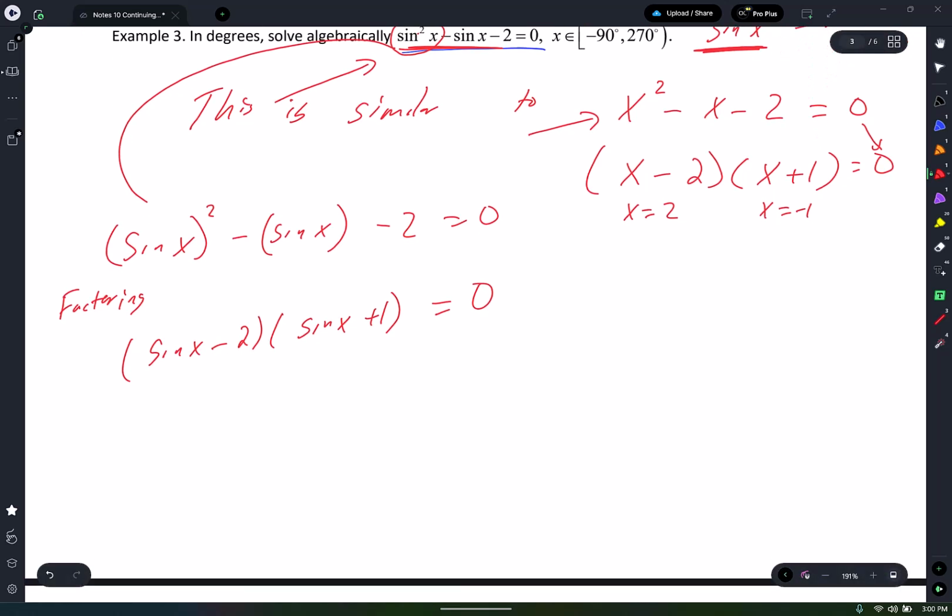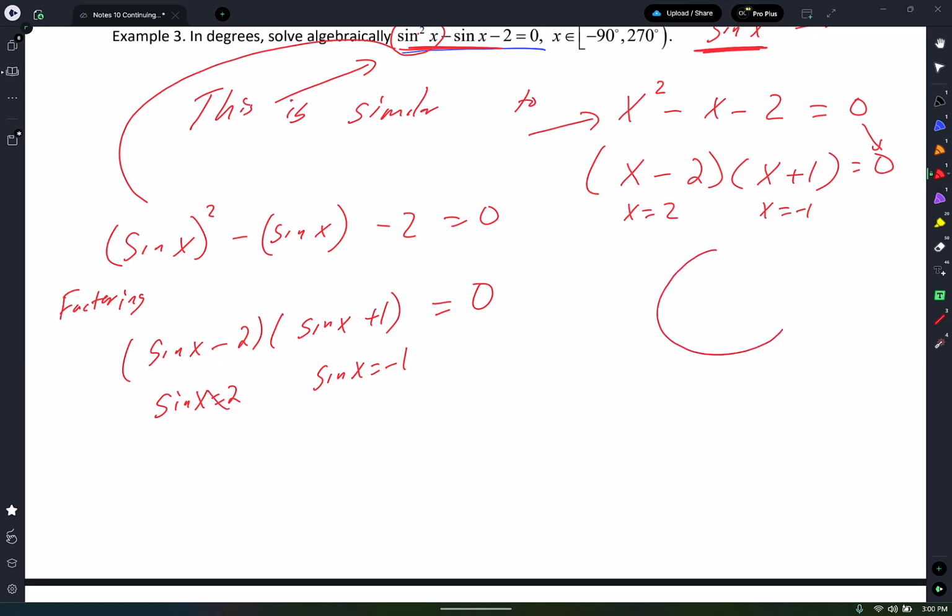Just like before, the only way this will be 0 is if sine x is 2 or if sine x is negative 1. Negative 1 plus 1 is 0, and 0 times anything is 0. Are we okay? Well, sine x will never be 2, because sine x is a number between negative 1 and 1. The biggest it'll ever be is 1, and the smallest it'll ever be is negative 1. Does that make sense, guys? So that means this one will happen. That one's a check mark.